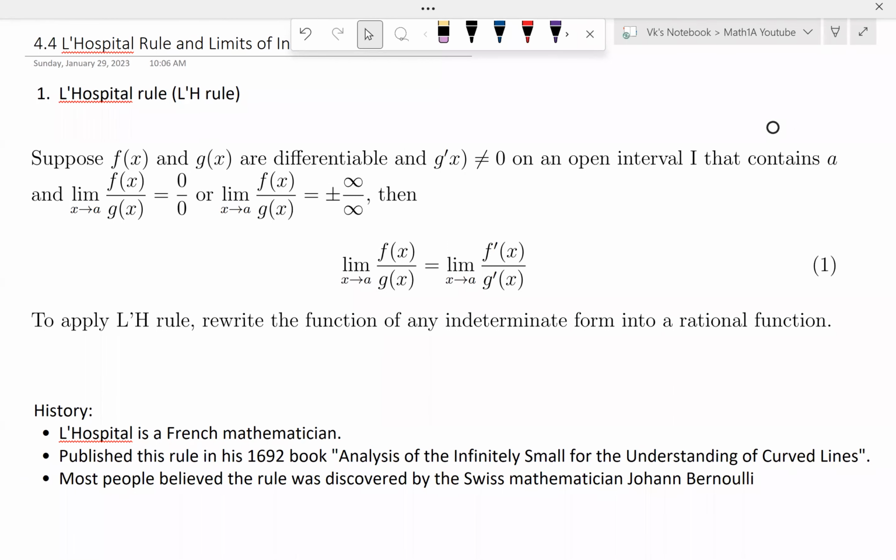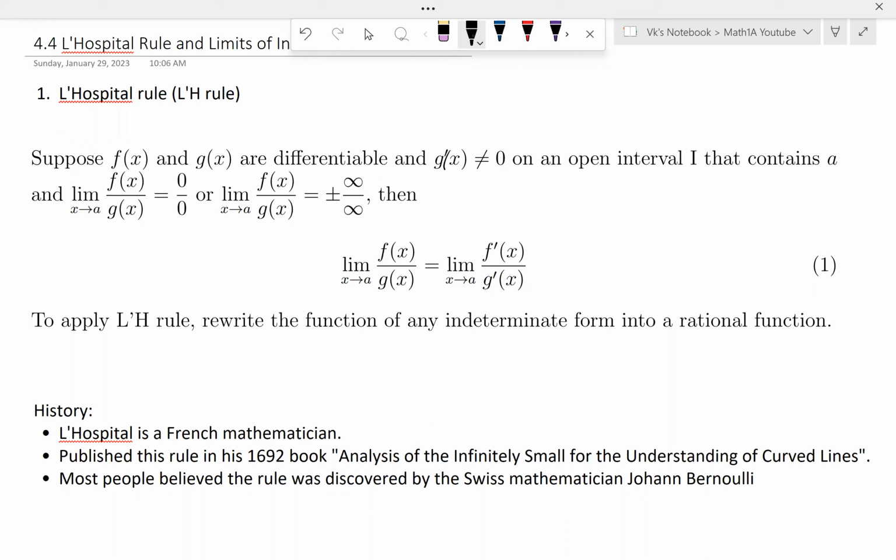Suppose f(x) and g(x) are differentiable and g prime of x is different from 0 on an open interval I that contains a, and the limit as x approaches a of f(x) over g(x) is either 0 over 0 or infinity over infinity. That is, it has an indeterminate quotient form.